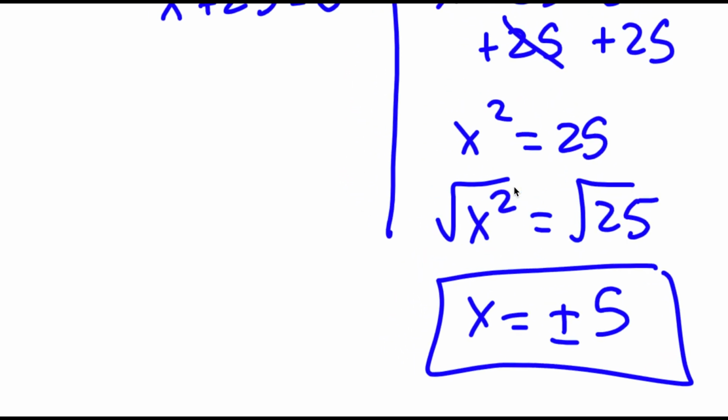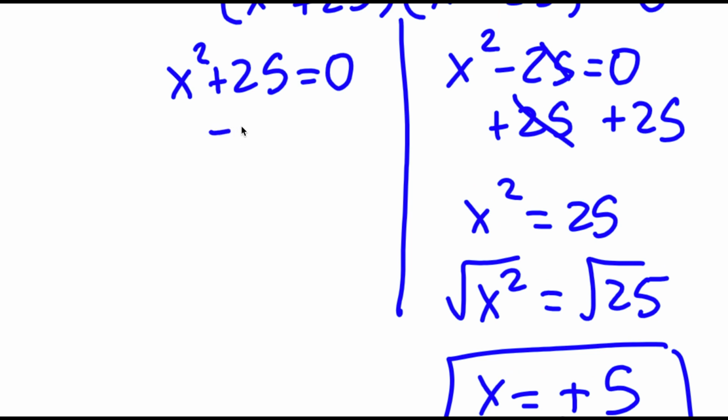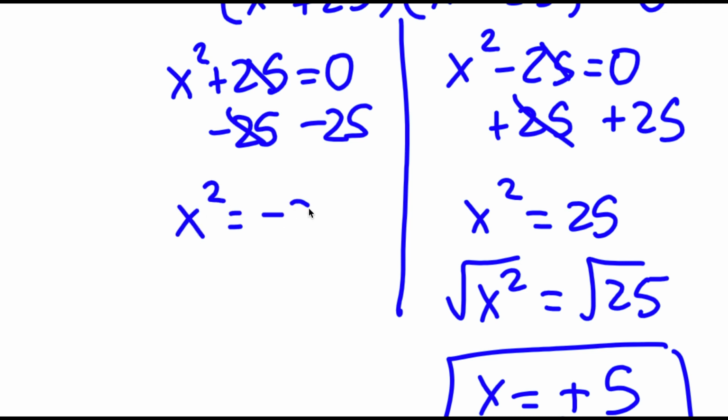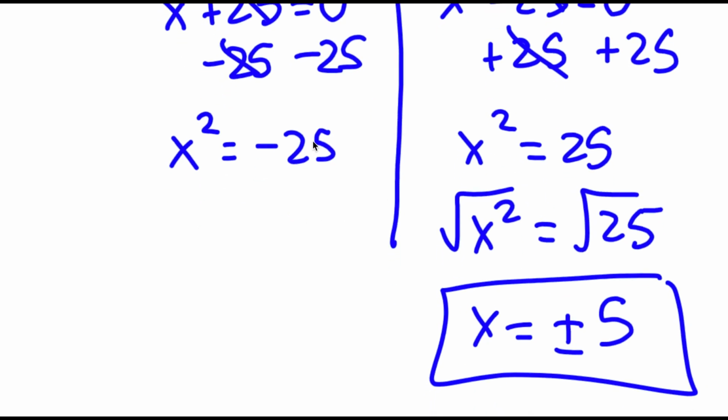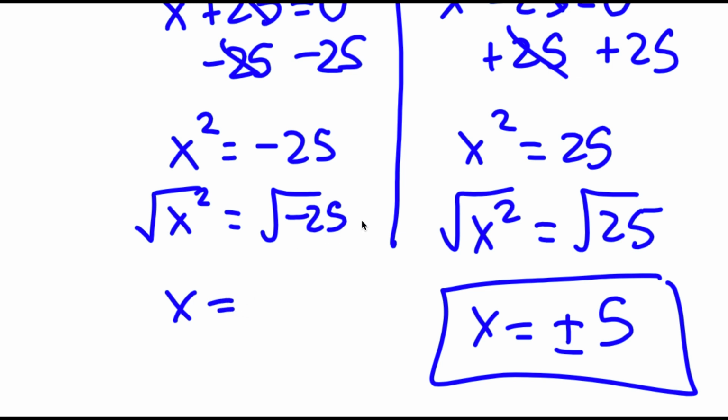Now, for x squared plus 25 is equal to 0, to solve this, I'm going to subtract 25 on both sides. These two cancel out. So now I have x squared is equal to negative 25. And now, like we did for this equation, I'm going to take the square root on both sides. The square root of x squared is x. And the square root of negative 25, well, I can rewrite this as the square root of 25 times the square root of negative 1.